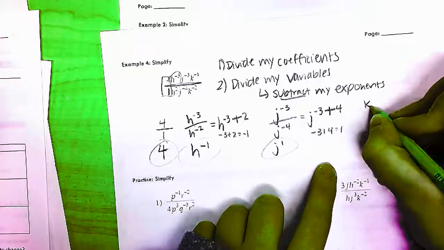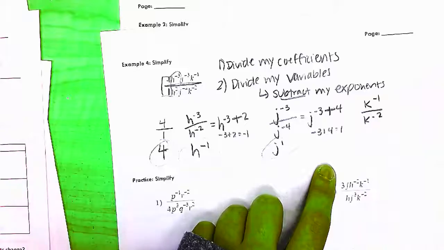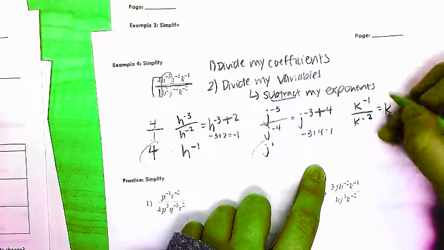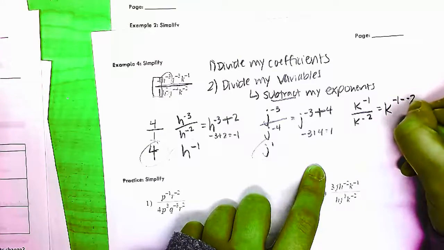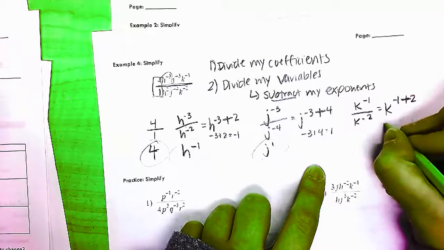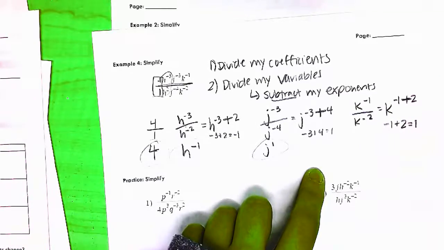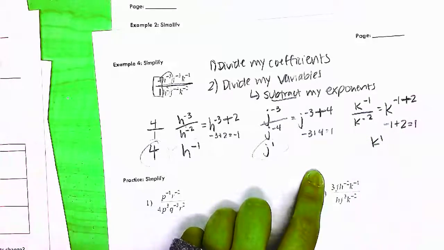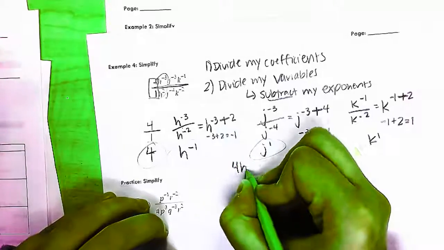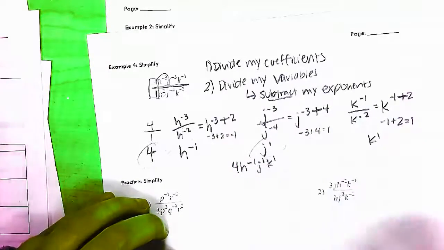Lastly, I'm going to take care of those k's. So I have k to the negative 1 over k to the negative 2. I know that when I'm dividing, I subtract my exponent. So I'm going to do negative 1 minus negative 2. Again, minus and negative becomes a plus. So I'm doing negative 1 plus 2, which equals 1. Remember, you can do that in your calculator. So I have k to the 1 as well. So when I bring it all together, I end up with 4, h to the negative 1, j to the 1, and k to the 1.